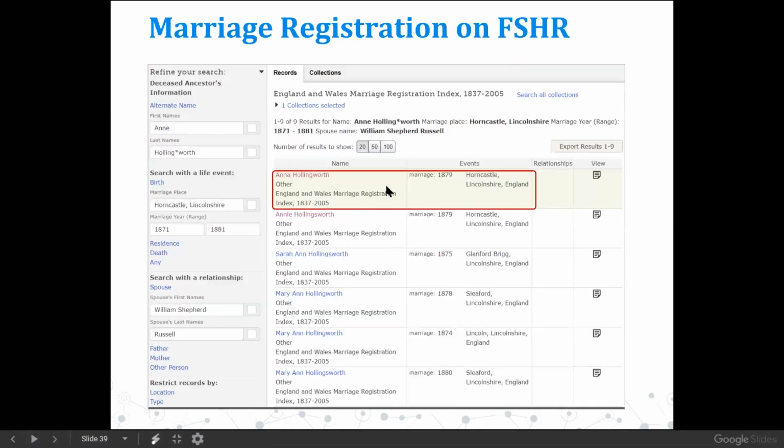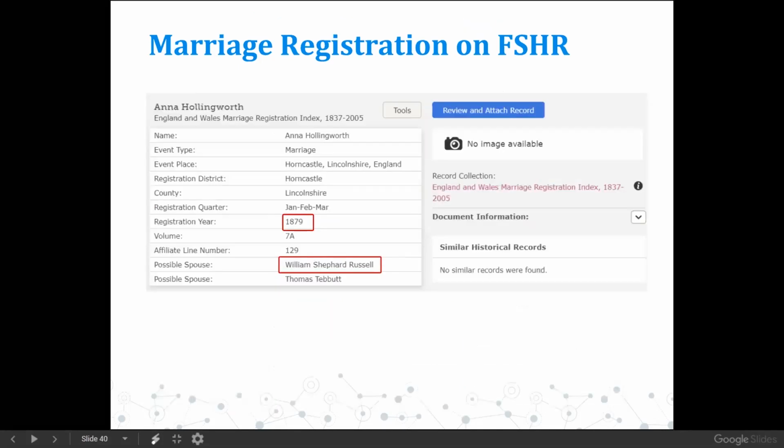Well, when I search, look who comes up right at the top, and they have a year, 1879, which fits within our expected range. Let's open up this record and just kind of sanity check it. Okay, the registration district is correct. The registration quarter matches what we saw in Ancestry, and the volume matches what we saw in Ancestry. So we're now comfortable that this is our marriage registration and that the year is 1879.